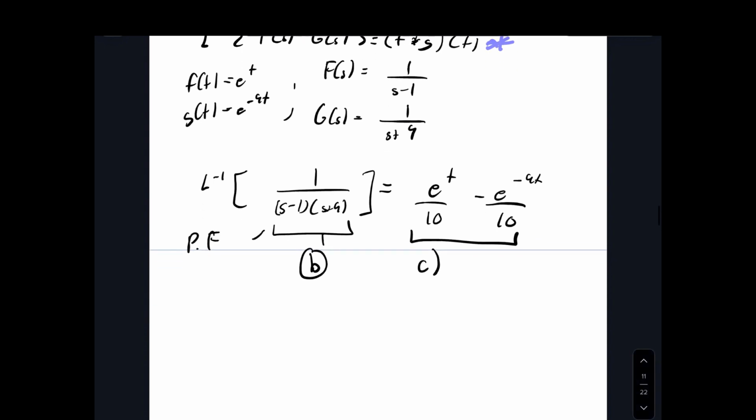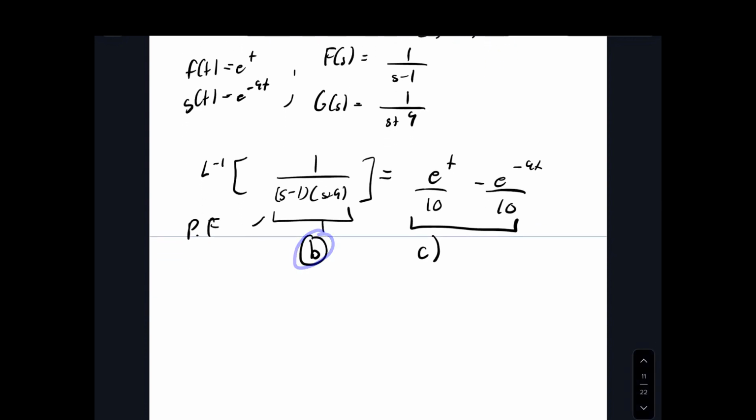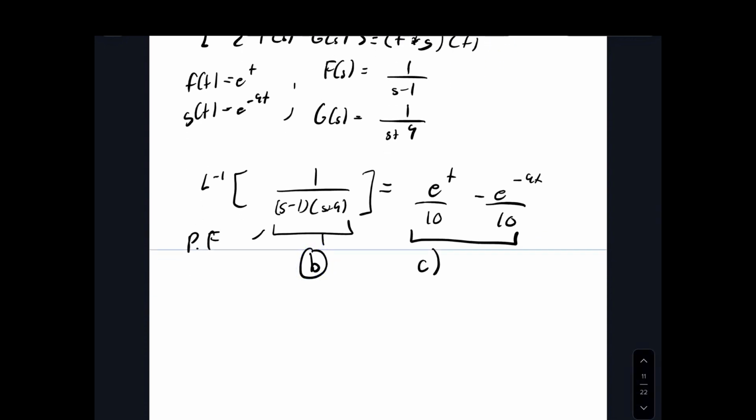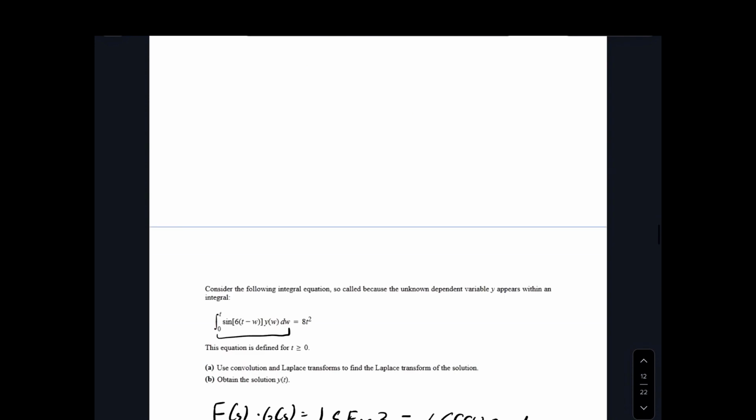So whatever you have right here will be b, and then when you take the inverse Laplace of this based on partial fractions, you'll get c right here. And that's question number 7.